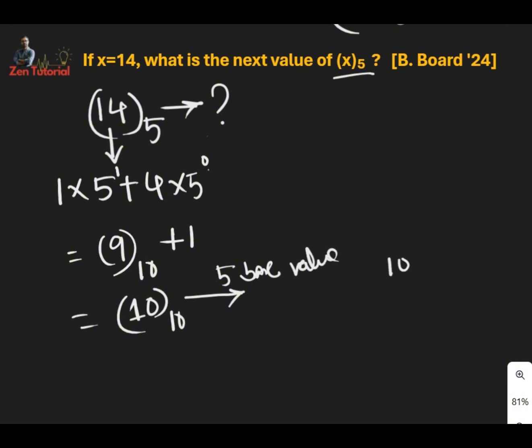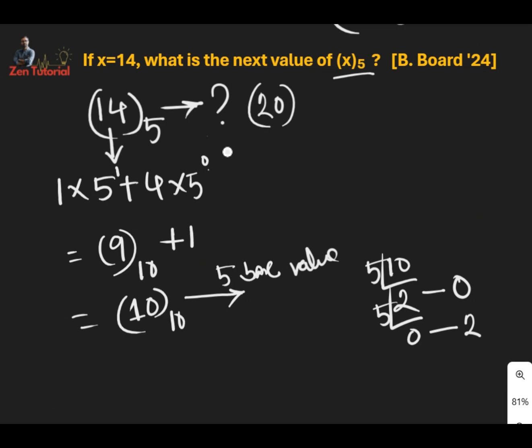So 10 divided by 5, this will be 2, so the remainder will be 0. Again we have to divide by 5, it will be 0 and the remainder will be 2. So the next number of base 5 value of 14 will be 20. This will be base 5 value. So 14, then the next following number is 20.